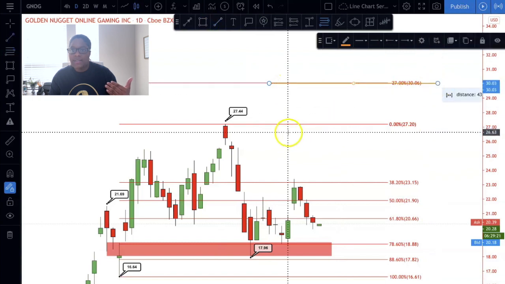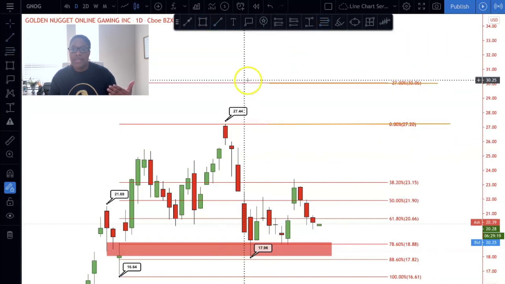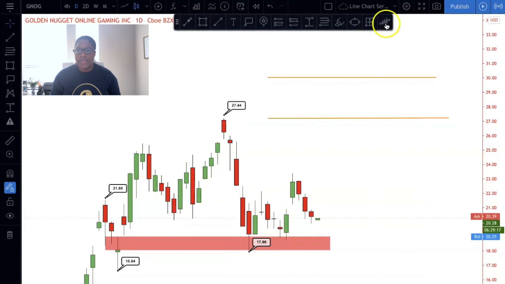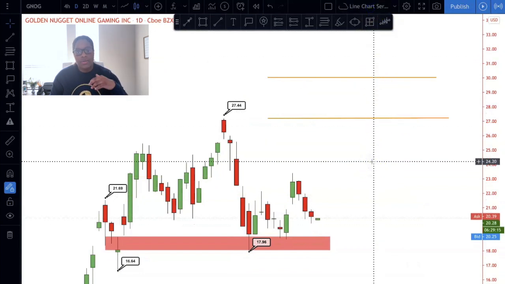And I am actually liking this play right here. So this could be a nice swing play, right? To see if this thing can go higher and we can crush and dominate this for a really nice trade setup here. So I'm actually going to keep my eye on this one, you guys, as well with you guys.